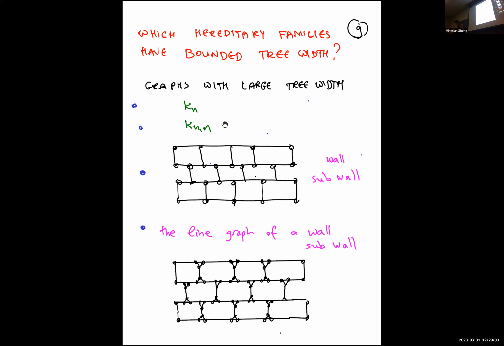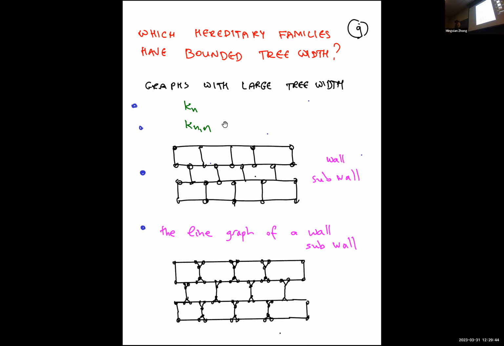But first, let me tell you what we can learn from this. I'm not quite sure if it's more restrictive or less restrictive, but the containment relation is such that it's easier for a graph to be contained in another graph. So let's see what we can learn from that. Here are some graphs with big treewidth. The complete graph has treewidth n minus one. Complete graph means all vertices are pairwise adjacent. The complete bipartite graph, so you take two stable sets of size n and make everybody here adjacent to everybody there, has treewidth n, also big.